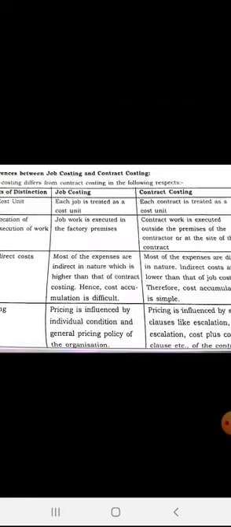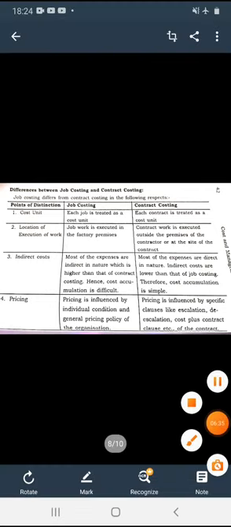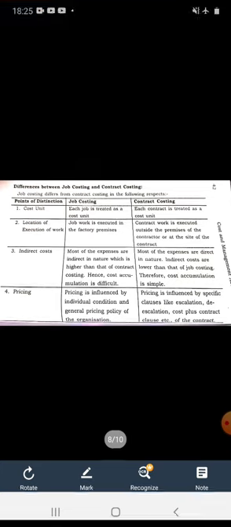Of contracts. Then we'll see the main differences between job costing and contract costing. First we'll see the cost unit. Under job costing, each job is treated as the cost unit. Under contract costing, each contract is the cost unit, because while calculating the cost under job costing we treat each job as separate, but under contract costing each contract is separate.